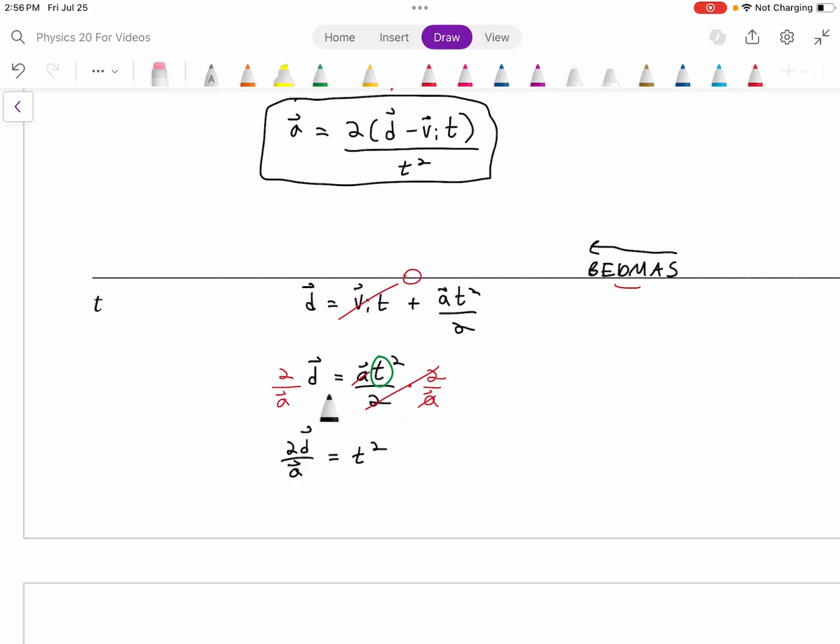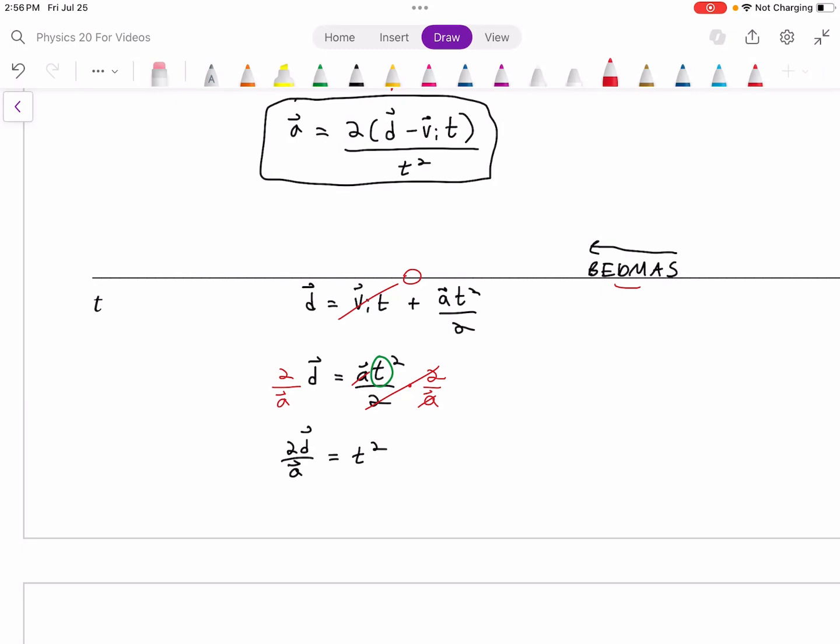I'd multiply both sides by 2 to get 2d, and then I'd divide both sides by a to get 2d over a. Whatever you prefer, up to you. I just wanted to show you that if you're dealing with divisions and multiplications at the same time, they're together in the order of operations, so you can do that.